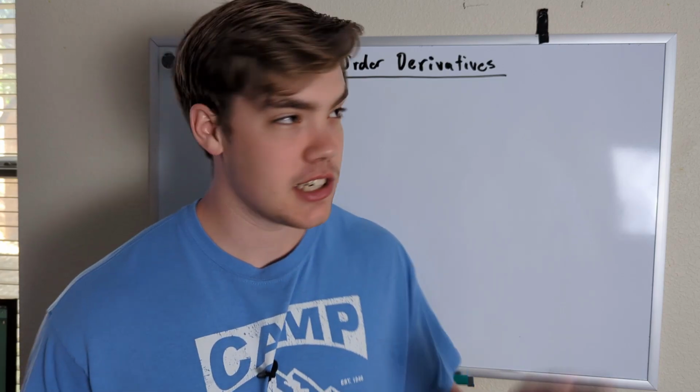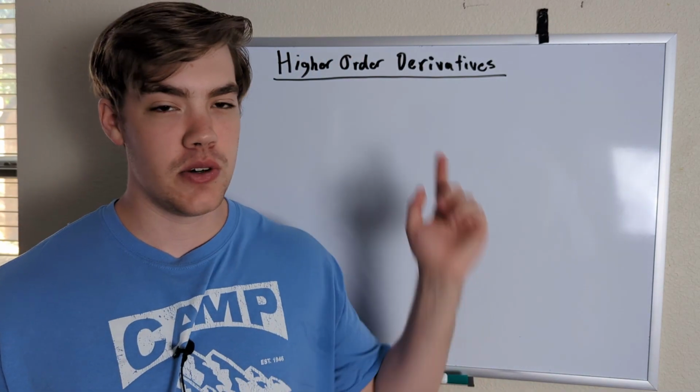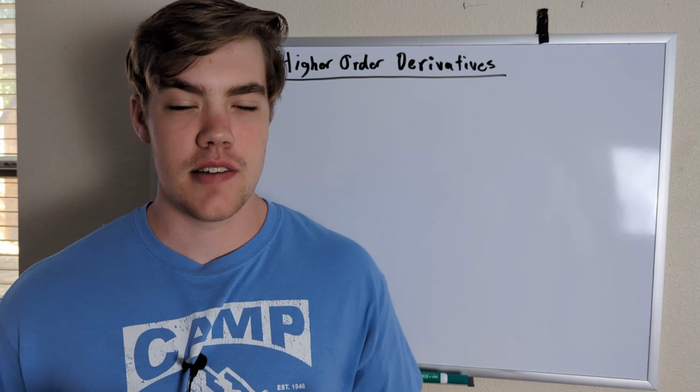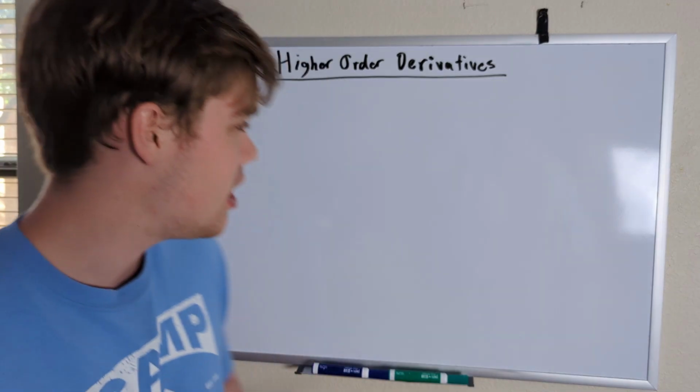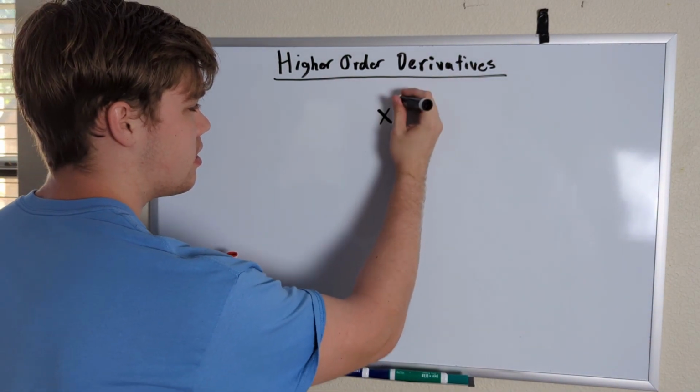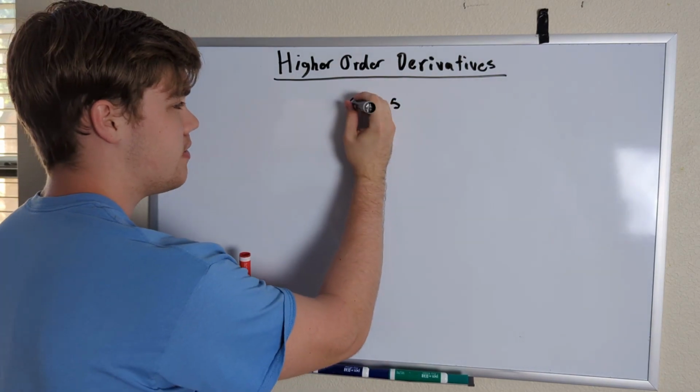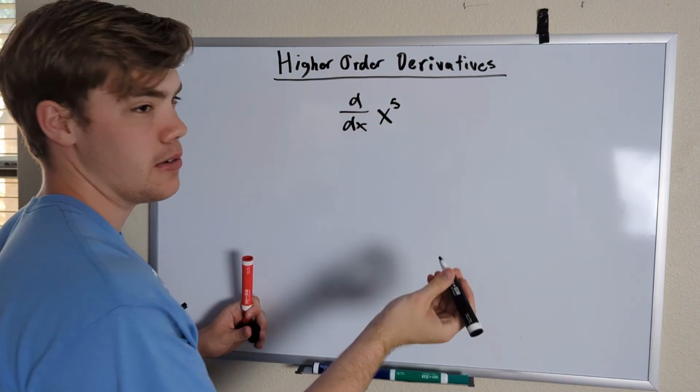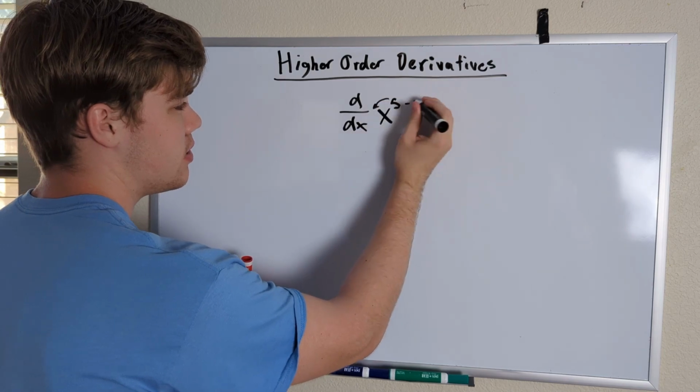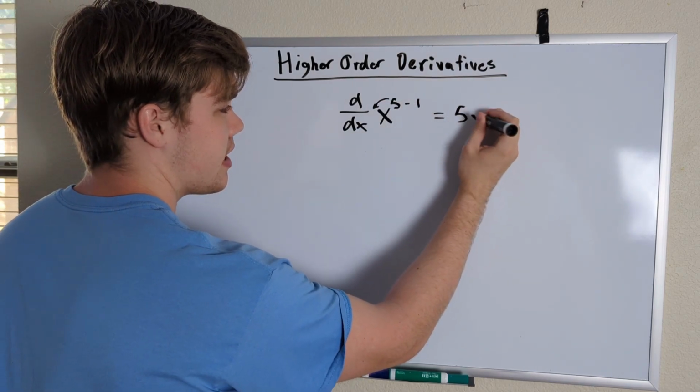In today's lesson, we're going to be talking about higher order derivatives. The only difference between this and regular derivatives is that we do the derivative again. Let me explain that. Let's say we have x to the fifth. If we wanted to find the derivative of x to the fifth, we would just use the power rule. We take this to the front, subtract 1, so this equals 5x to the fourth.